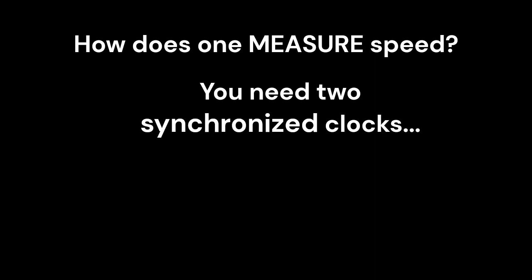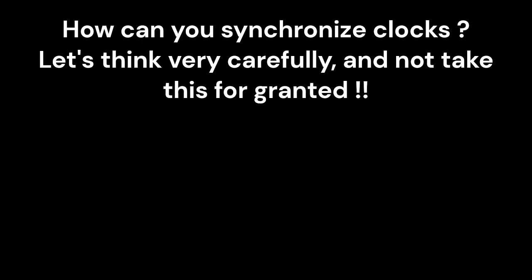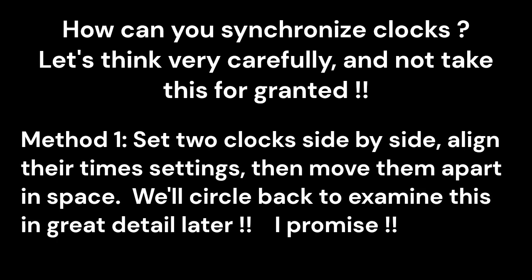That is, they must not only run at the same rate, but they also must read the same time at the same time. What does that mean? And how is that accomplished in practical terms? There are several ways to do it. You might place two clocks side by side, set them up to the same time, and then separate them by moving one clock to a different location.